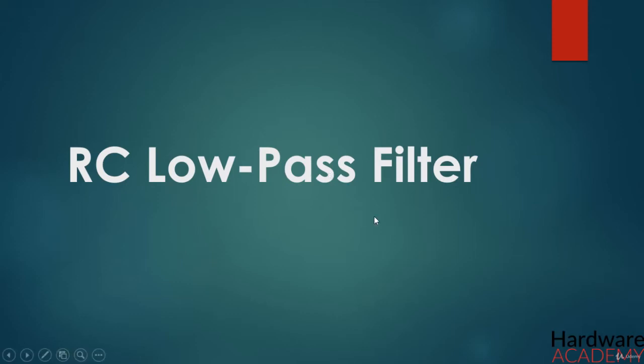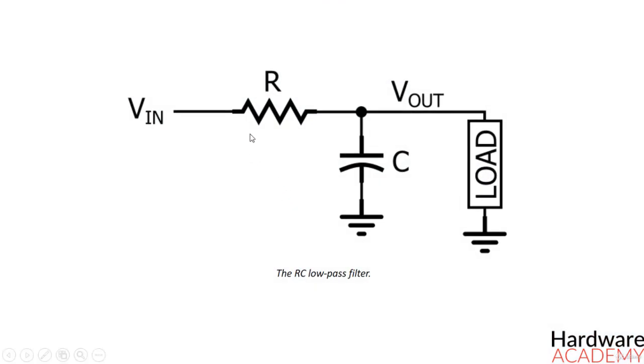Hello and welcome back. In this course we'll talk about the first type of filter, and that is RC low pass filter. To create a passive low pass filter, we need to combine a resistive element with a reactive element. In other words, we need a circuit that consists of a resistor and either a capacitor or an inductor.